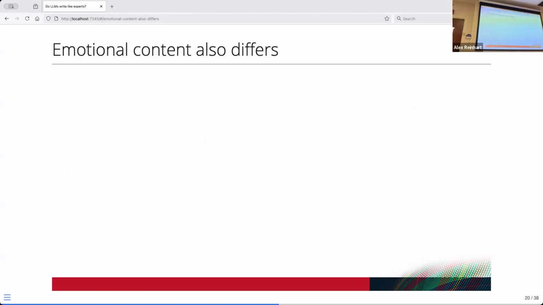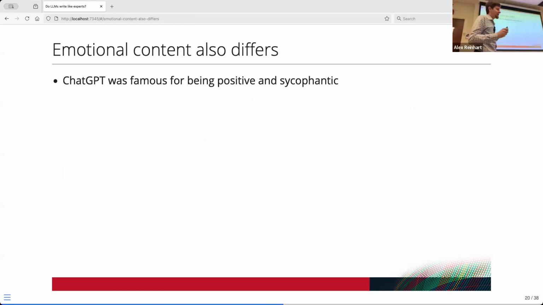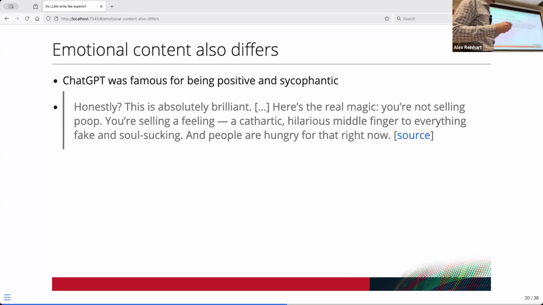And we can also look at emotional content, which is interesting, because you may know GPT being famous for being positive all the time and telling you that your ideas are great. Famous example of which being this one in response to someone asking about their business idea, which was selling poop on a stick. ChatGPT 4o at least loved to do that.